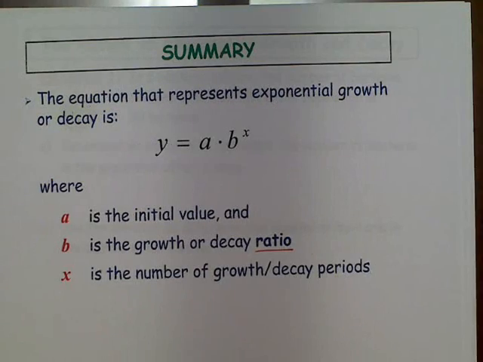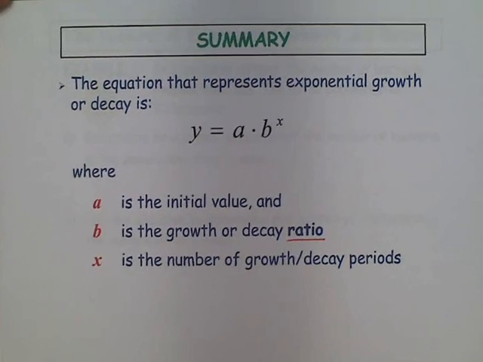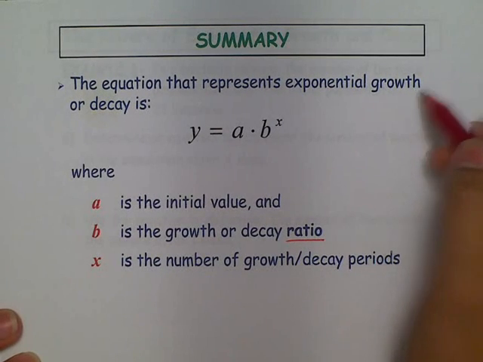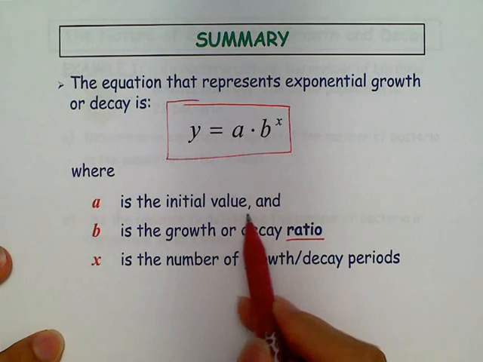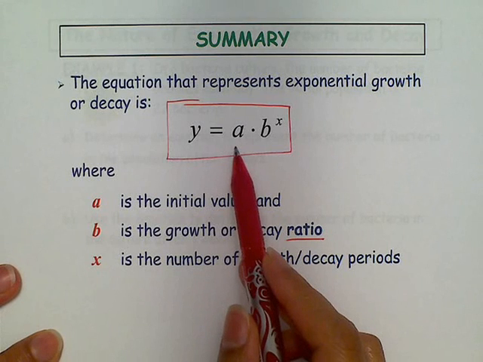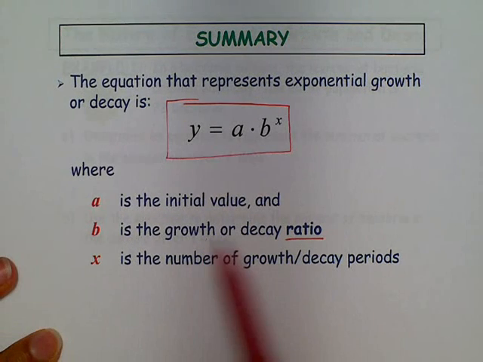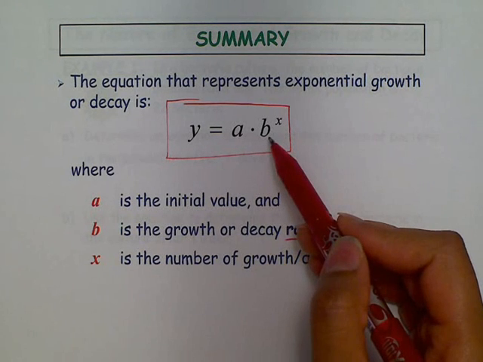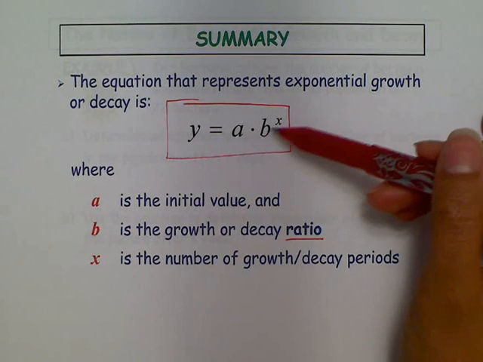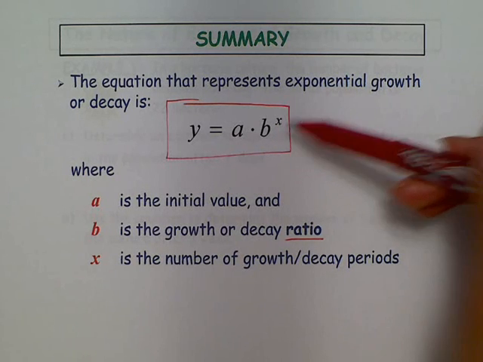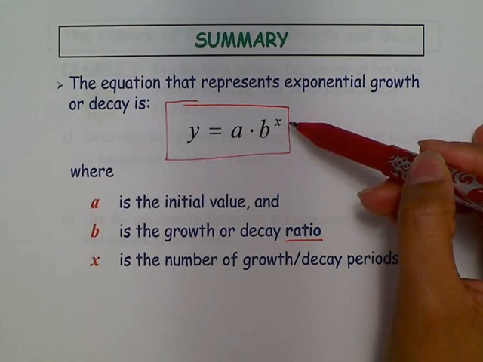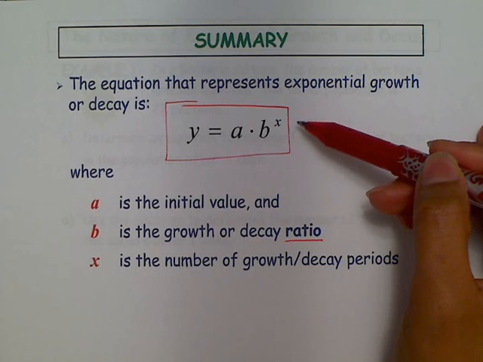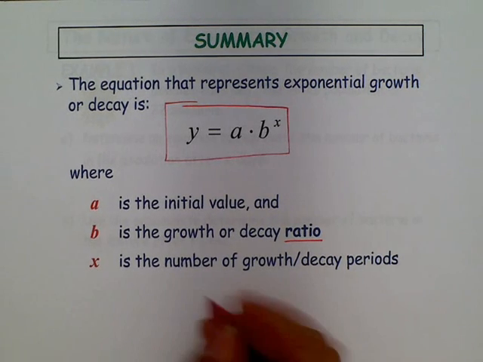So before we move on, just to summarize what the equation that represents exponential growth or decay looks like. The equation is y equals a times b to the exponent x, where a is the initial value, so that's the initial amount of the object that you're looking at. b is either the growth or decay ratio, so it tells you the multiple that you're increasing or decreasing by. So a multiple of 2, multiple of a half, whatever the value is. And x is the number of growth or decay periods. So this tells you the number of times that the population or the bacteria or whatever you are looking at increases or decreases. So it tells you the number of times it's happening.